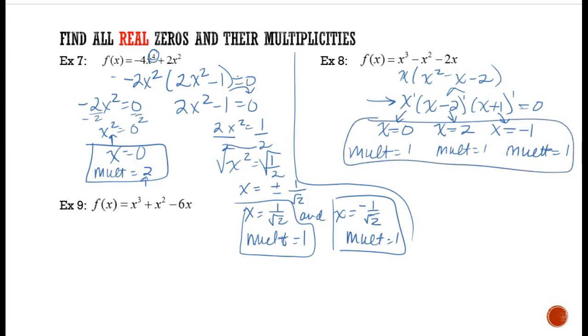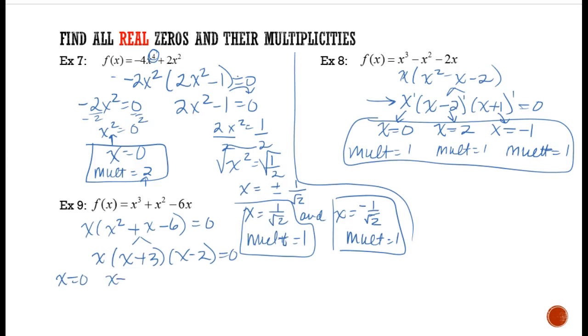All right, look at this last number 9. And again, we would start by factoring an x out of each term. X squared plus x minus 6 equals 0. If I keep on factoring, I'll get x plus 3 times x minus 2. If I set each of these equal to 0, I'll have x equals 0, x plus 3 equals 0, and x minus 2 equals 0. If I solve these, I have x equals 0, x equals -3, and x equals 2. Now, look at the factored step right here. They're all to the power of 1, so they all have a multiplicity of 1.